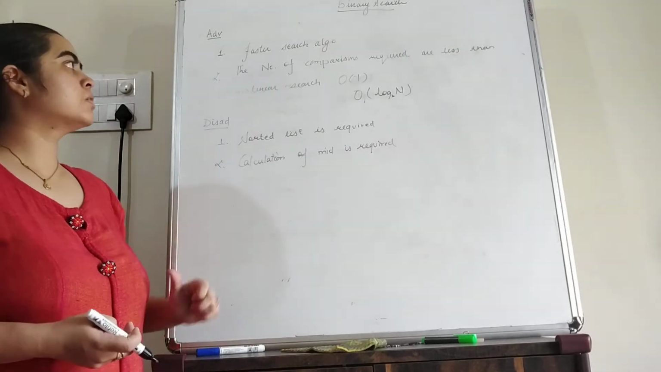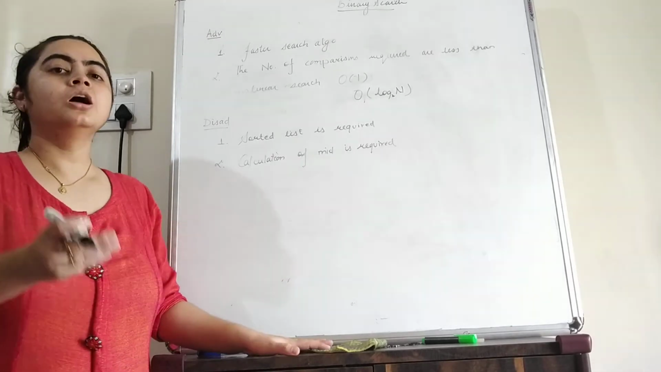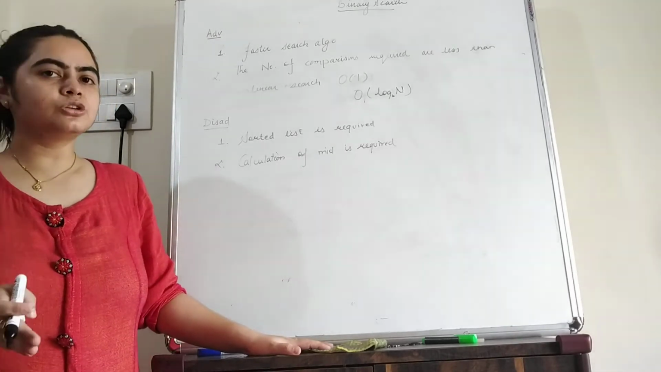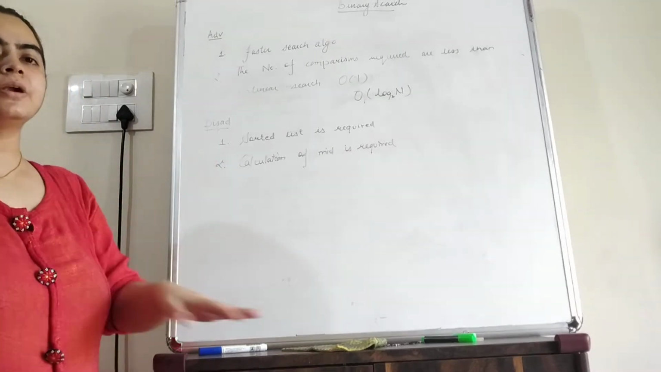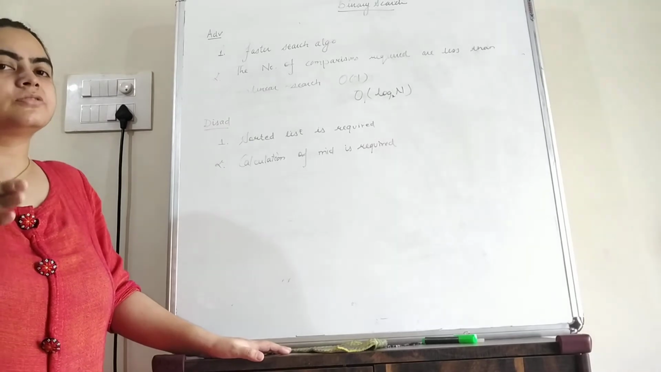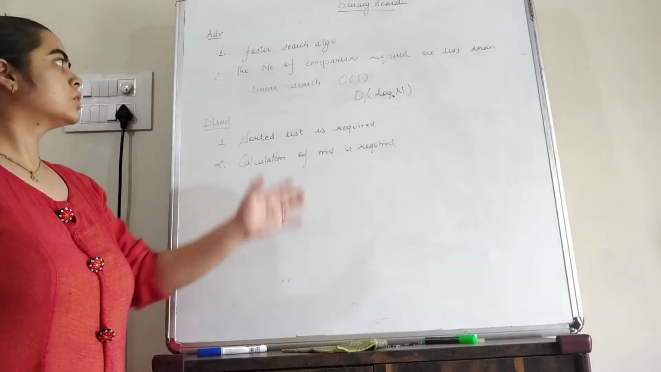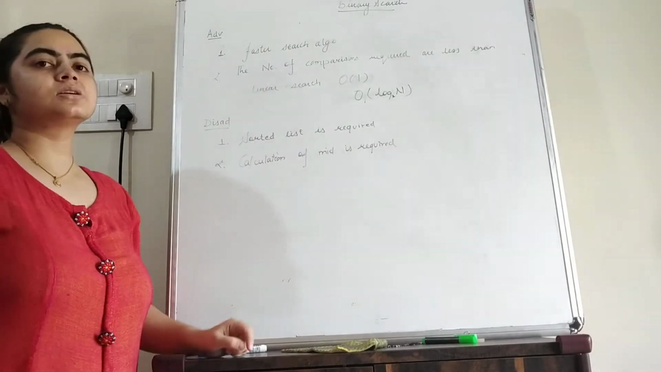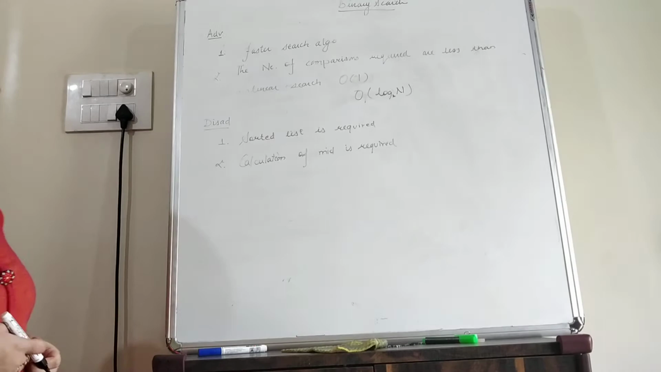But in case of the binary search, if the array contains 100 elements, initially we can divide those 100 elements into 50 elements, and now we can search the element only from those 50 elements. Again we can divide those 50 elements into 25, then 12, then 6, like this. So the number of comparisons in binary search are much lesser as compared to the comparisons in the linear search.